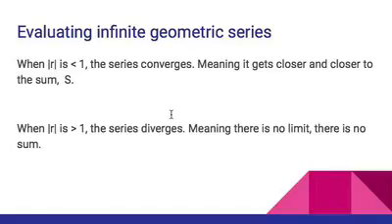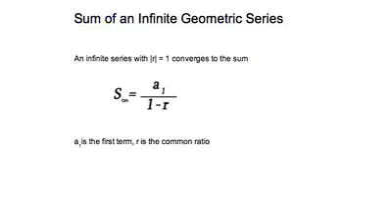To evaluate an infinite geometric series, we need to know that when the absolute value of r is less than 1, the series converges, meaning that it gets closer and closer to the sum, which is s. And when the absolute value of r is greater than 1, the series diverges, meaning that there's no limit and that there's no sum. This is the equation for the sum of an infinite geometric series. Here we use r again for the common ratio and a sub 1 for the first term, like we did in the previous equation.